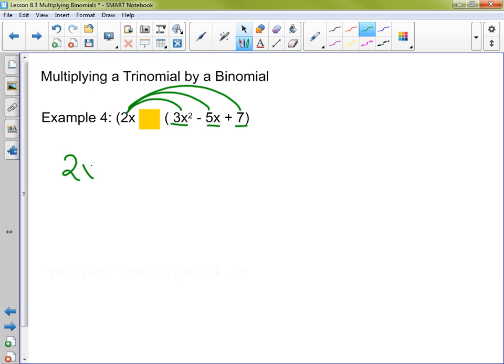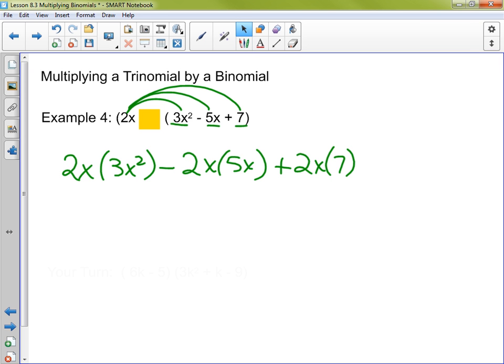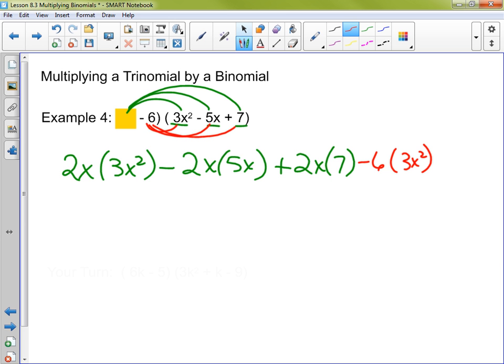So 2x times 3x squared minus 2x times 5x plus 2x times 7. All I've done is multiply the 2x, the first term of the binomial, by each term of the trinomial. Then I'm going to move my little yellow box, and I'm going to multiply the negative 6 by each term in the trinomial, so 3 more times for a total of 6. That's negative 6 times 3x squared, and negative 6 times negative 5x, and one last one, negative 6 times 7.